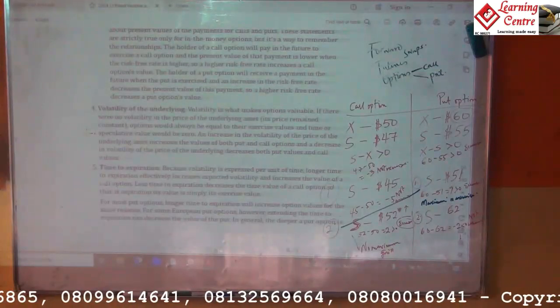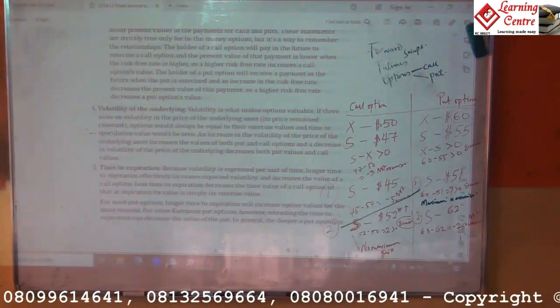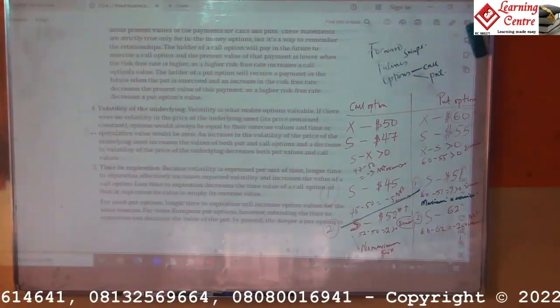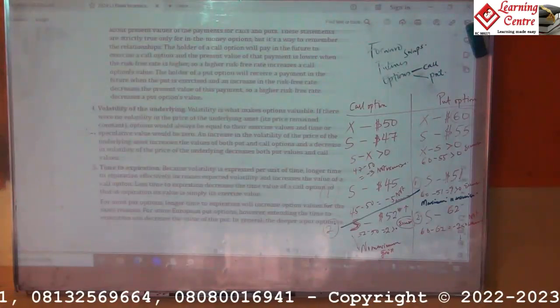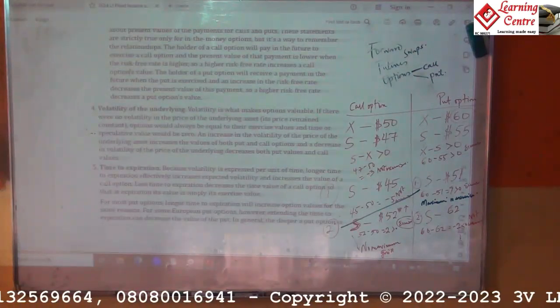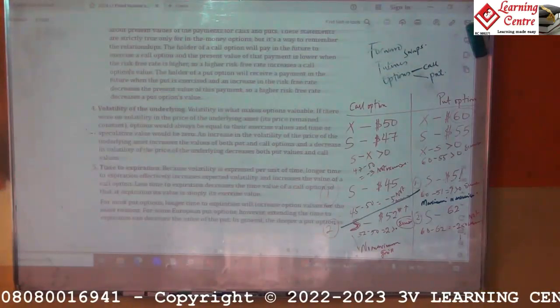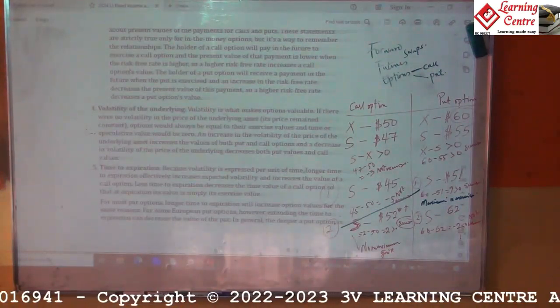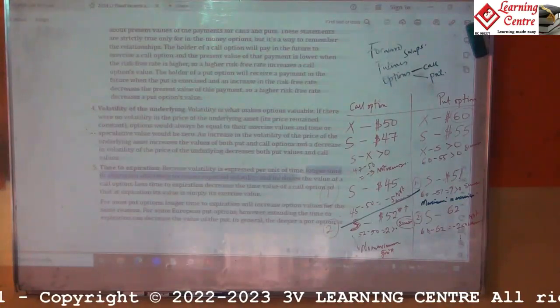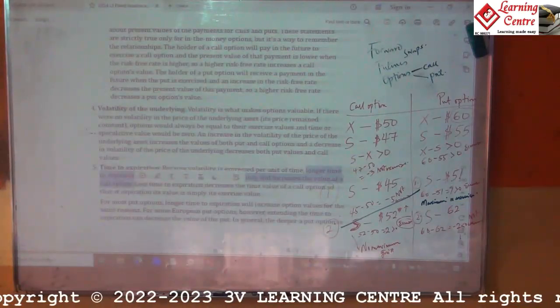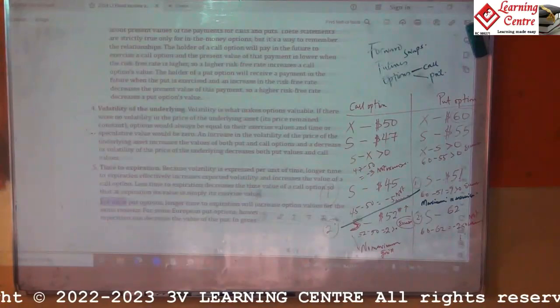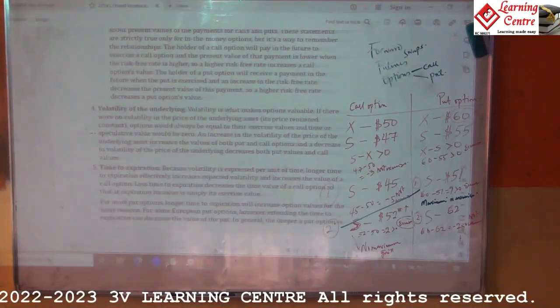Then time to expiration. Of course, the longer the time to expiry, the more possibility that there will be more volatility. So your time to expiration can be linked to volatility. So longer time increases the value of the call option. Longer time increases the value of the put option as well.